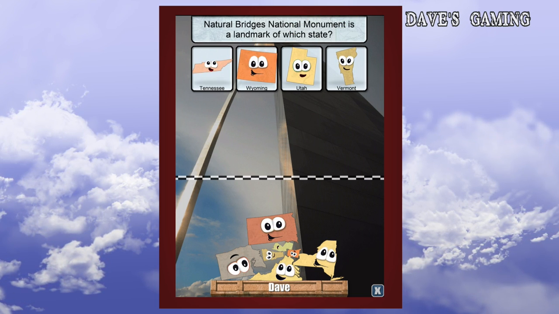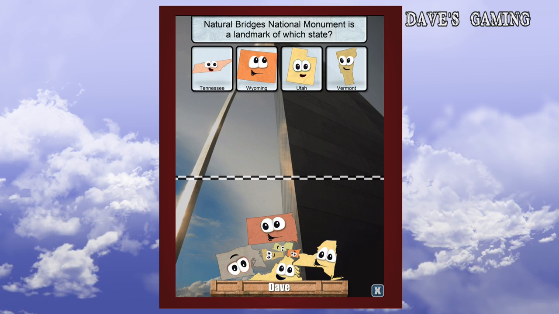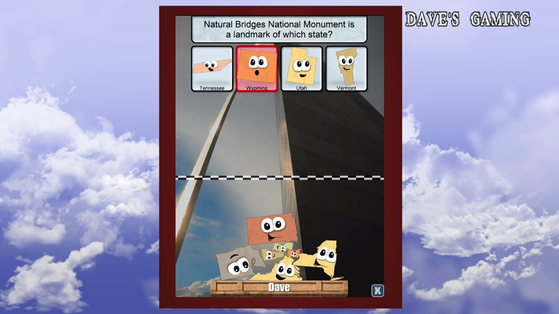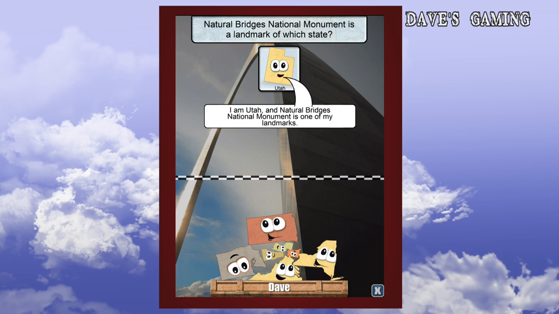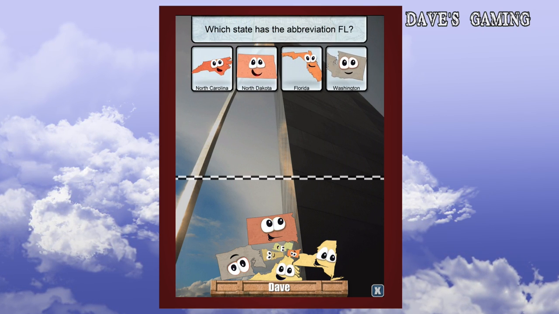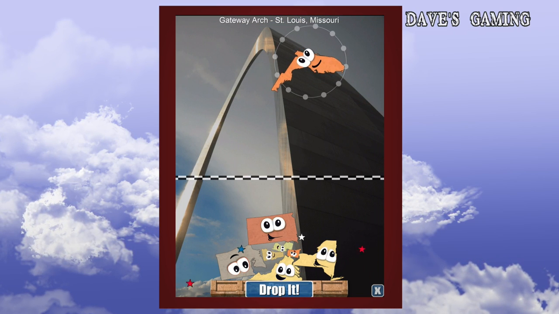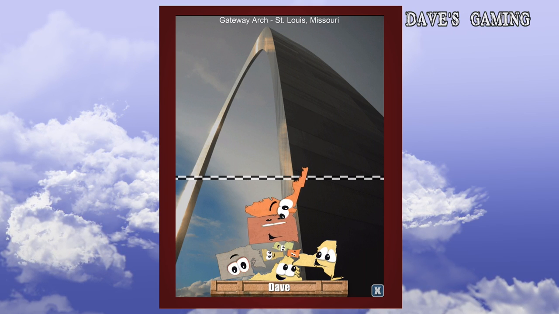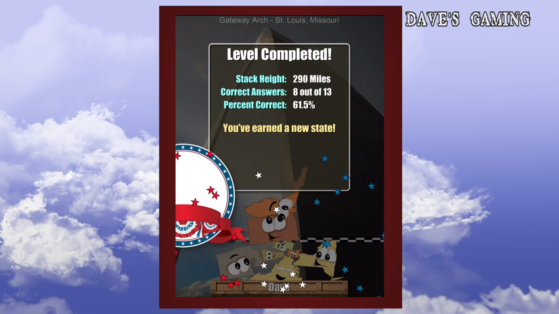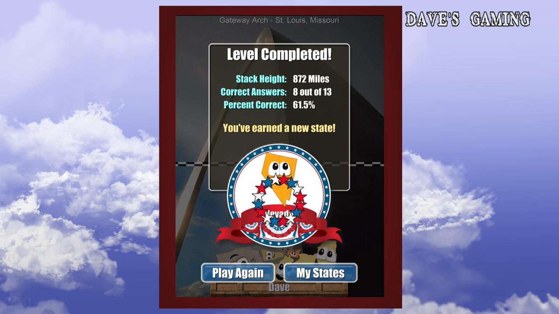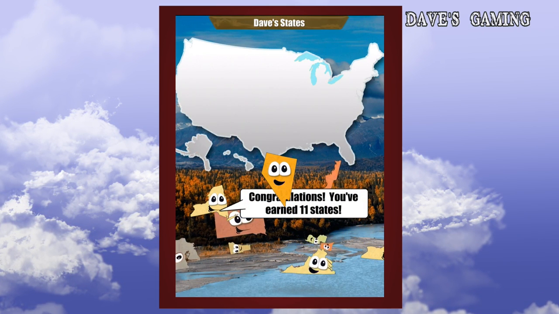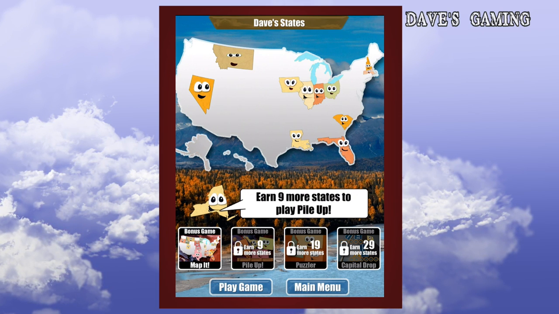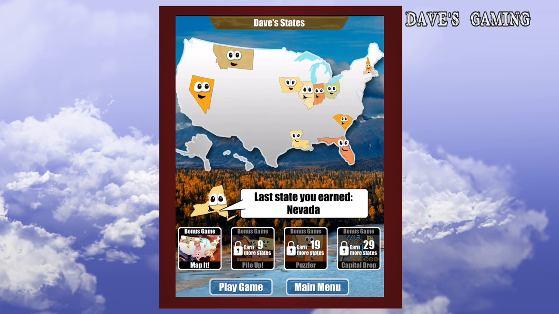Natural Bridges National Monument is a landmark of which state? I don't remember this one. Vermont, maybe? That's a guess now. I'm not exactly sure. Wyoming. Utah. Okay, fine. Which state has the abbreviation FL? Florida, of course. Yes. Can I do it this way? Yes. 61%. Thank you. Got another state. I'm having fun. Congratulations, you have 11 states. Bonus game. The last state you earned is Nevada.